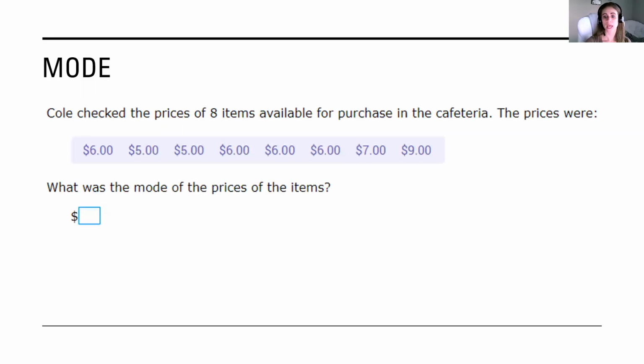Let's try another one. Cole checked the prices of 8 items available for purchase in the cafeteria. The prices were as follows. What is the mode of the prices of these items? Remember, mode is the number which occurs the most. So if we look here, we have 1, 2, 3, 4 that are $6. So $6 occurs 4 times.